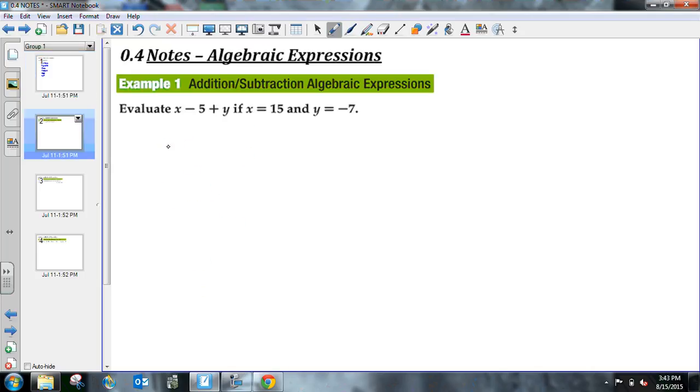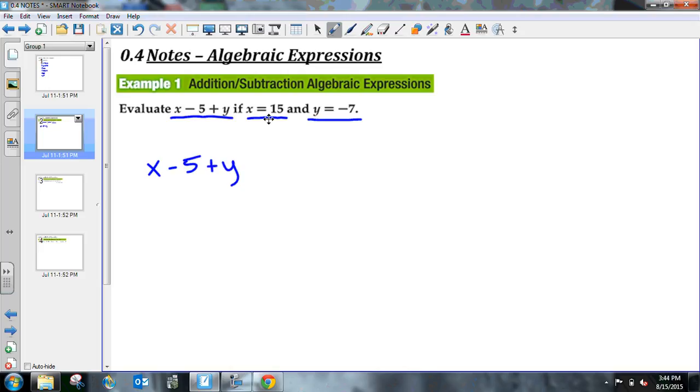So let's take a look at example 1. Now, what it says here is they give you this algebraic expression. Evaluate this expression, okay? And an algebraic expression is just adding and subtracting, multiplying and dividing numbers and/or variables, okay? X and Y are variables. So I'm going to evaluate this expression if we know that X is equal to 15 and Y is equal to -7. So I'm going to write this out, X minus 5 plus Y.